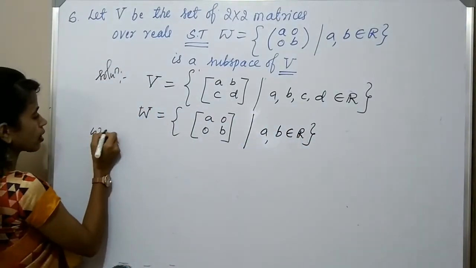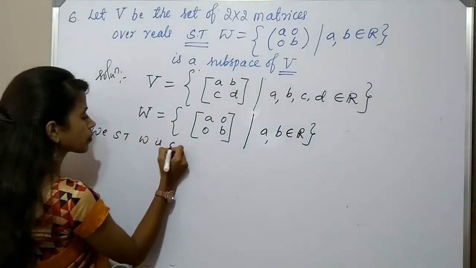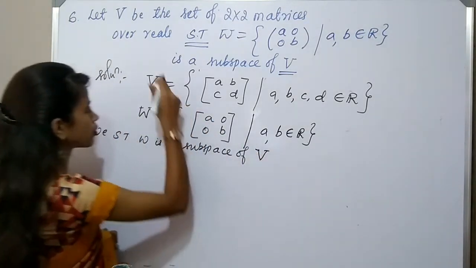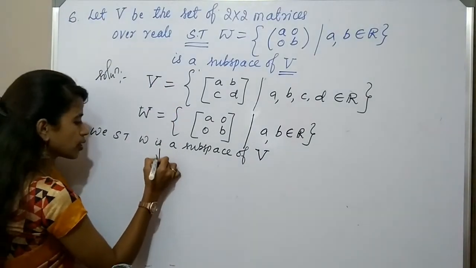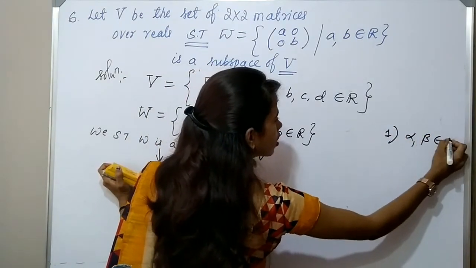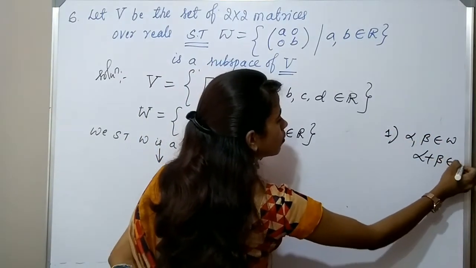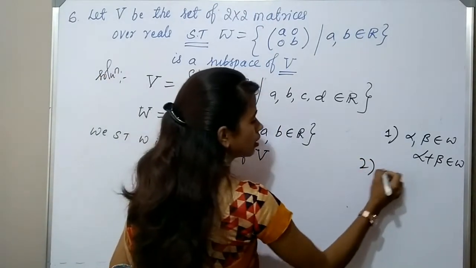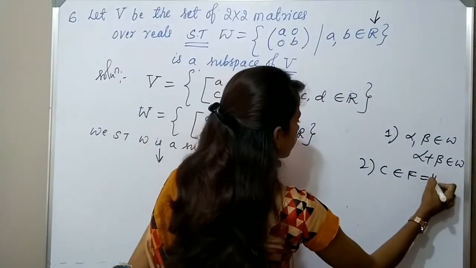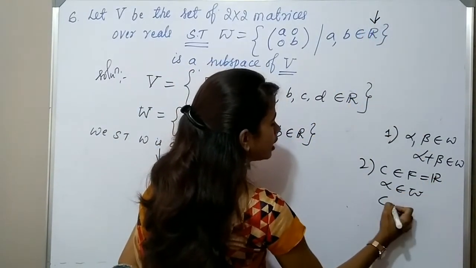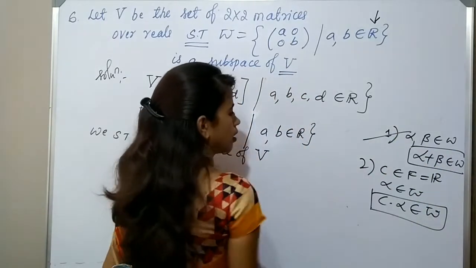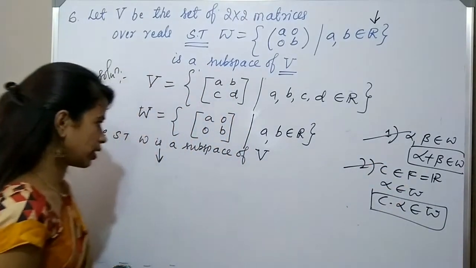So now, what is our claim? We show that W is a subspace of V. To be a subspace, what are the conditions? First condition: if alpha, beta belong to W, then alpha plus beta must be in W. Second condition: if C belongs to F, the field, which here is the real numbers, and alpha belongs to W, then C dot alpha must be in W. So this is vector addition and scalar multiplication.